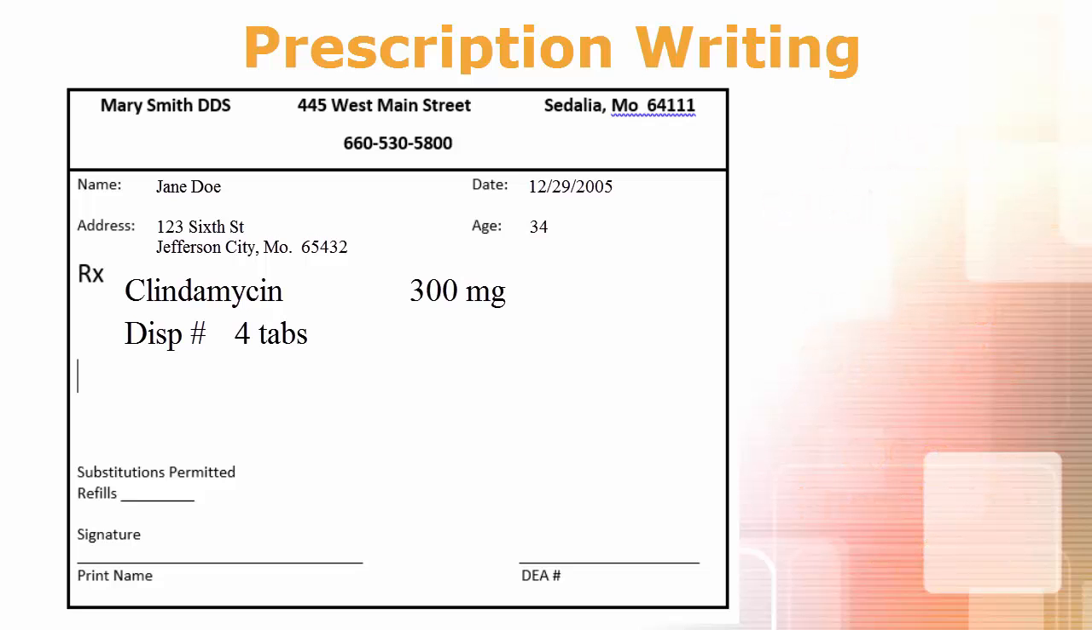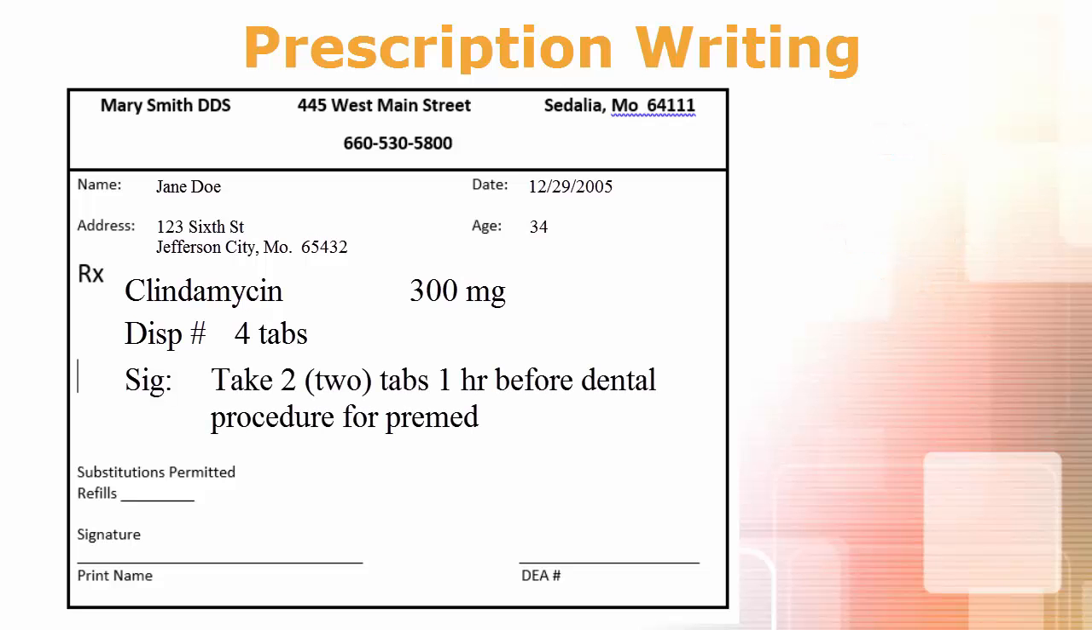Beneath the dispense line, you will write the dosage and directions. Always begin this line with SIG:. This means write on label. So for this patient, we would say, take 2 tabs 1 hour before dental procedure as pre-med. Once you're done with that, make sure that you specify whether refills can be dispensed, in this case, none. Make sure that the dentist's DEA number is somewhere on the prescription, and then have the doctor sign.